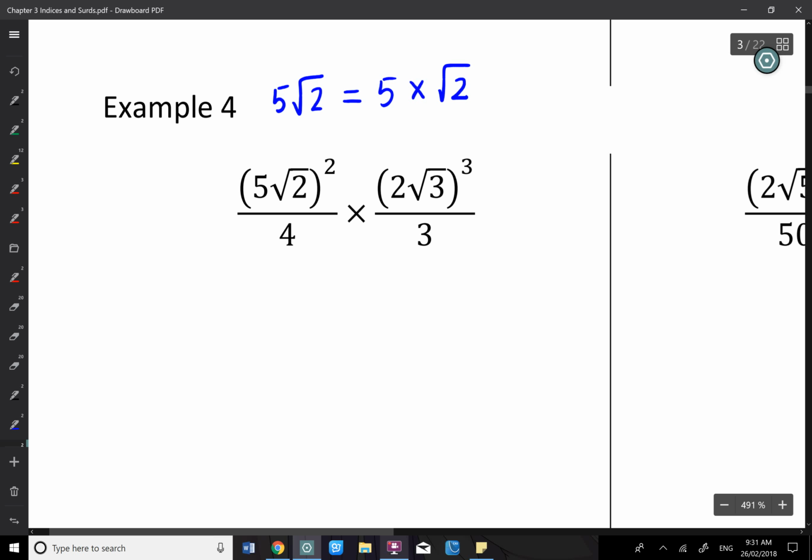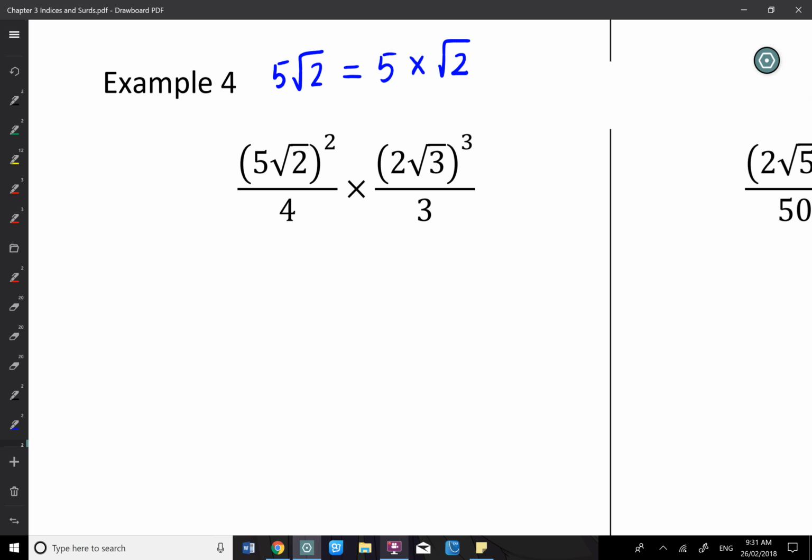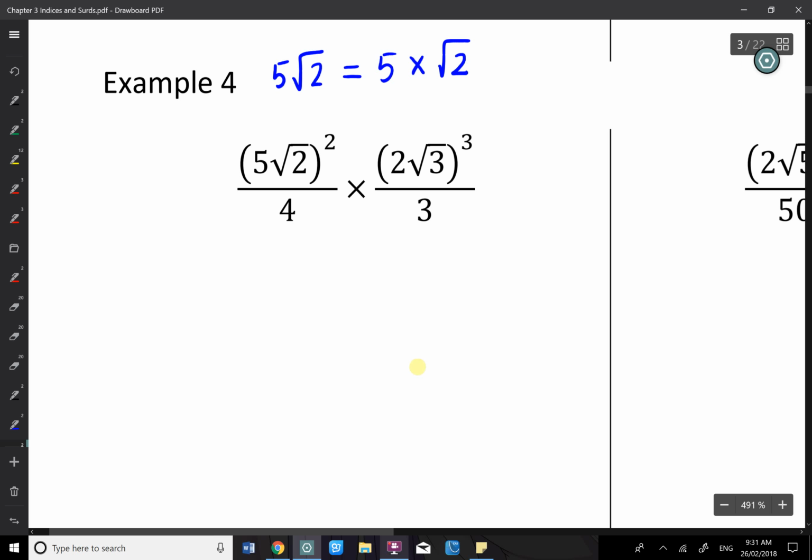That is 5 times root 2, not a plus. So when you square that, you will square the 5 and you will also square the root 2. If we see that in an easier way, it's 5 root 2 times 5 root 2. We square that, we times that twice.